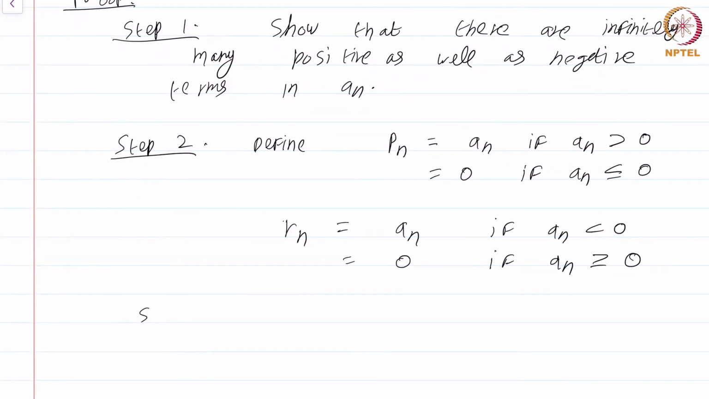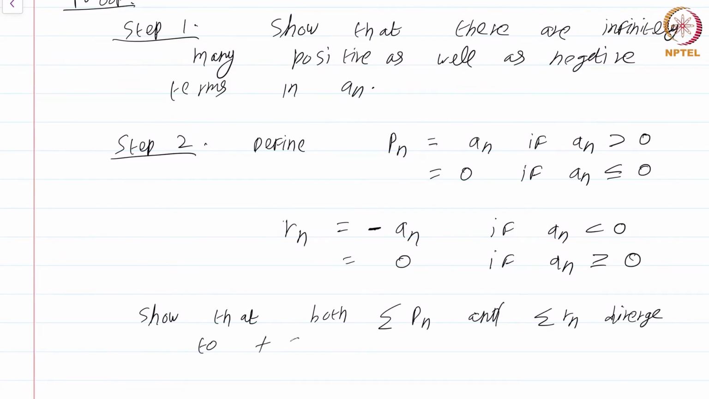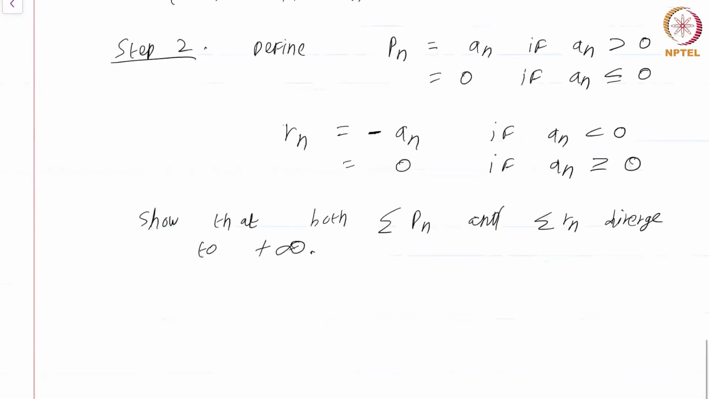Okay, step 2 is show that, if you don't mind, I will put a minus sign here, because it will make the statement I am about to write simpler. Show that both summation Pn and summation minus Rn diverge. In fact, they diverge to plus infinity. So what this says is that if you sum up all the positive terms and if you sum up the negative of all the negative terms, both diverge to plus infinity. Okay, this is step 2. Again, you have to use the fact that the series an does not converge absolutely to show this. Step 3.